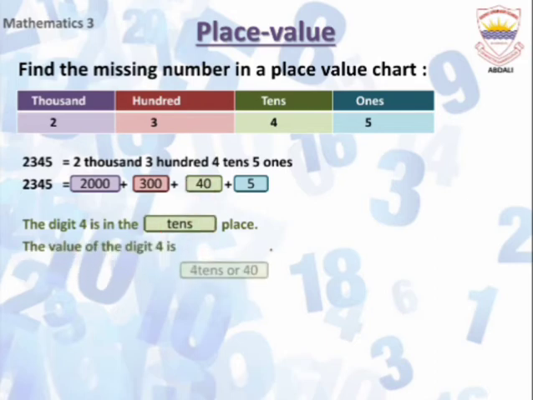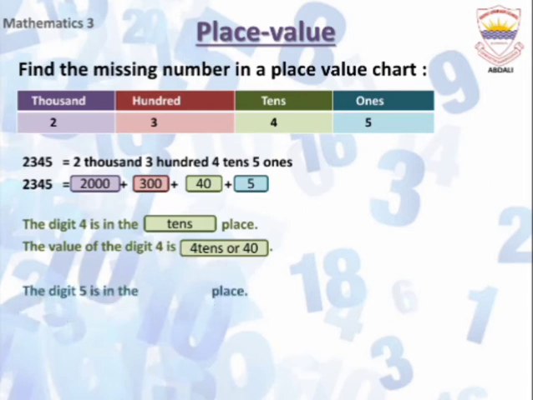Now students, let's find the value of digit 4. The value of the digit 4 is 4 tens or 40.